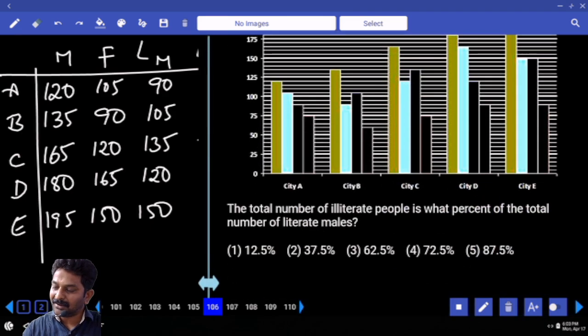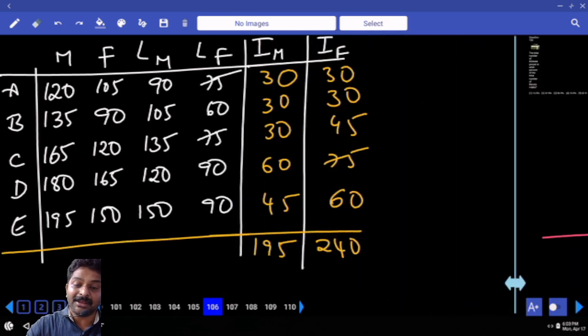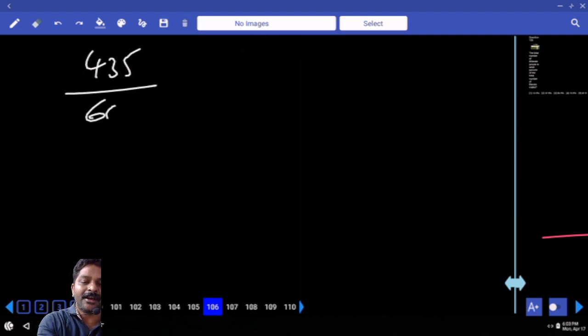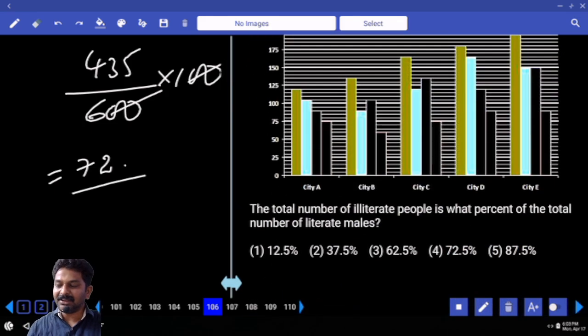Total illiterate people is what percent of the total number of literate male? So we need literate male also. Okay, now what do I do? 105, 135, 240, 240, 120. 360 plus 90, 450 plus 150, 600. This value is 600. 435 upon 600 into 100. 2 zeros got cancelled. 6 how many times? 7 times. Then 2 times. How many options are there? In the 72s, there is only one option which is in the 70s. Okay.